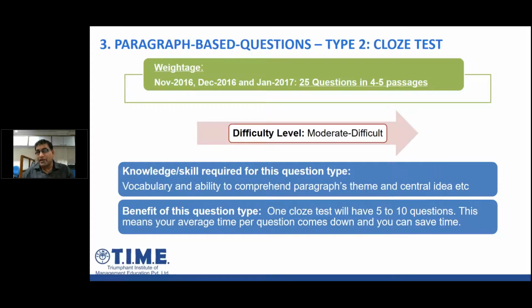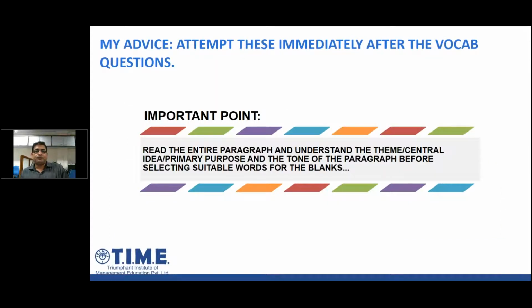Okay, so you must actually attempt this, not like para-jumbles. Para-jumbles can be put last, but these should be attempted definitely. So what's my advice? I would say attempt these questions immediately after vocab questions. I'm going to give you the order of attempts shortly.